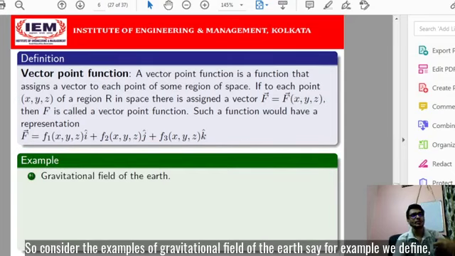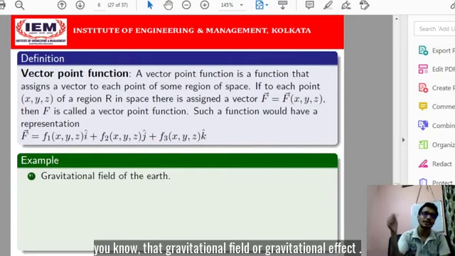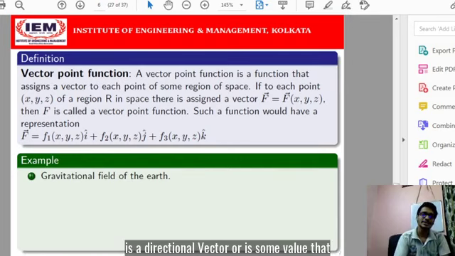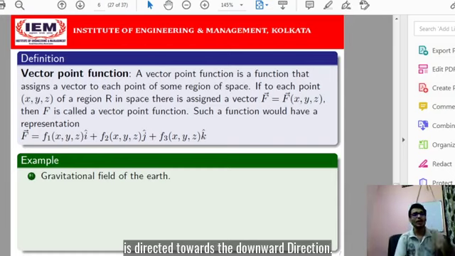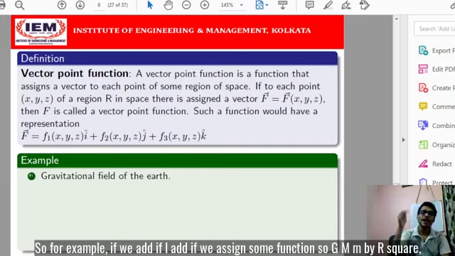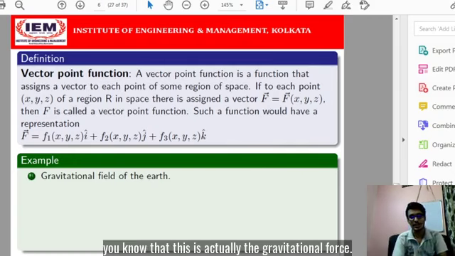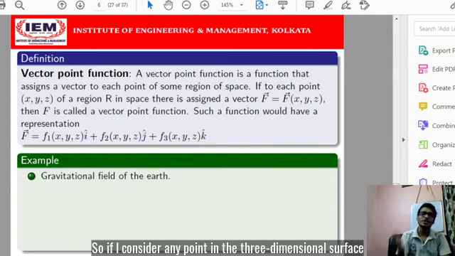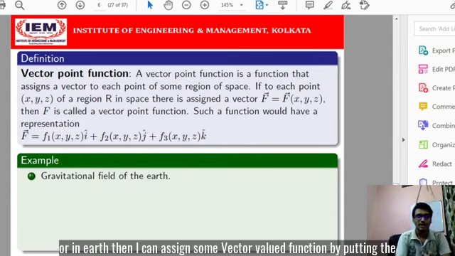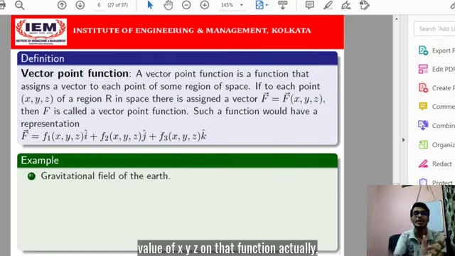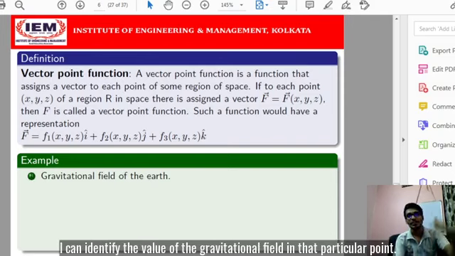Say for example, I am defining the gravitational field, or gravitational vector. Gravitation is a directional vector, a value directed towards the downward direction. So if we assign a function like GMm by r square, you know this is the gravitational force. If I consider any point in the three-dimensional space, I can assign a vector valued function. By putting the values of x, y, z in that function, I can identify the value of the gravitational field at that particular point.